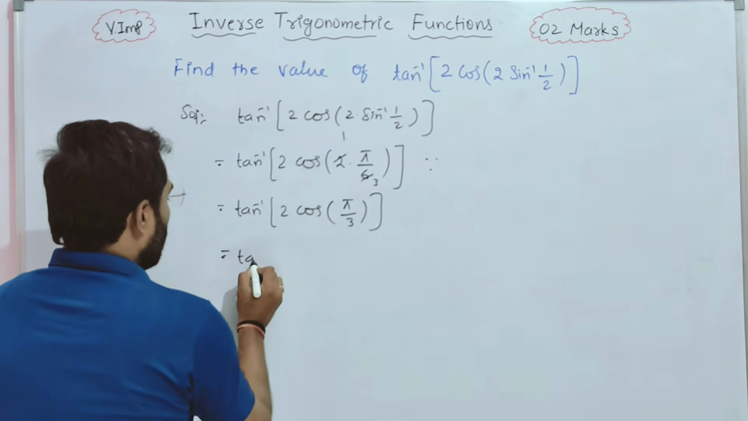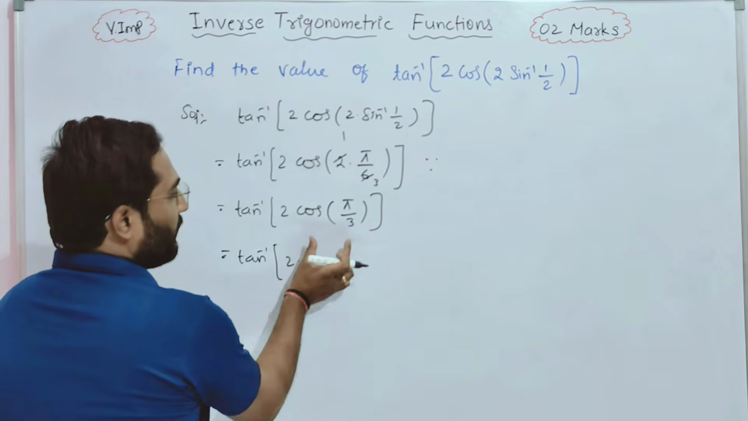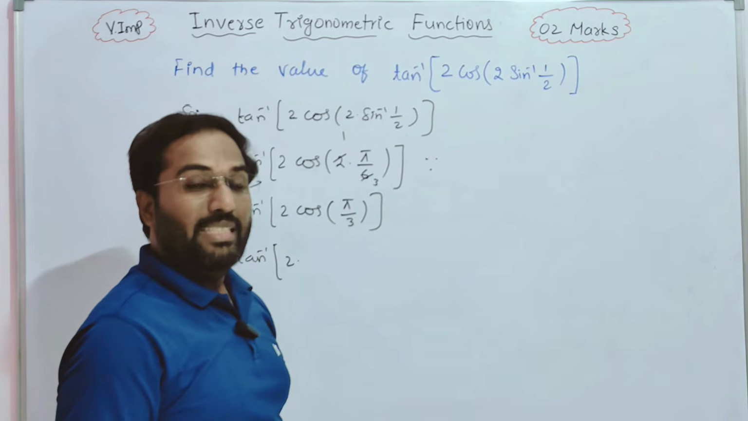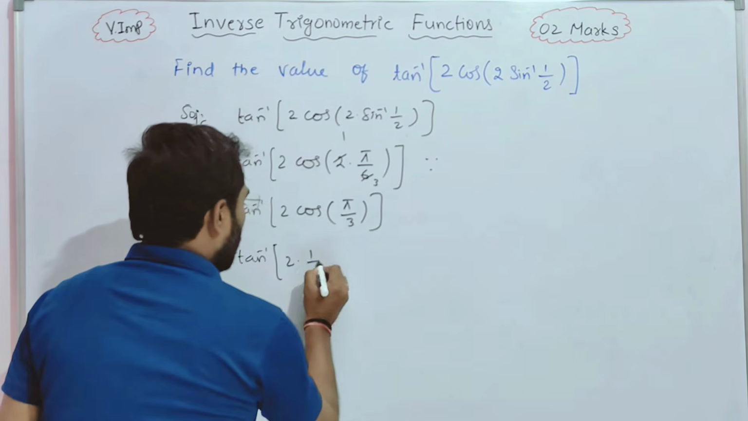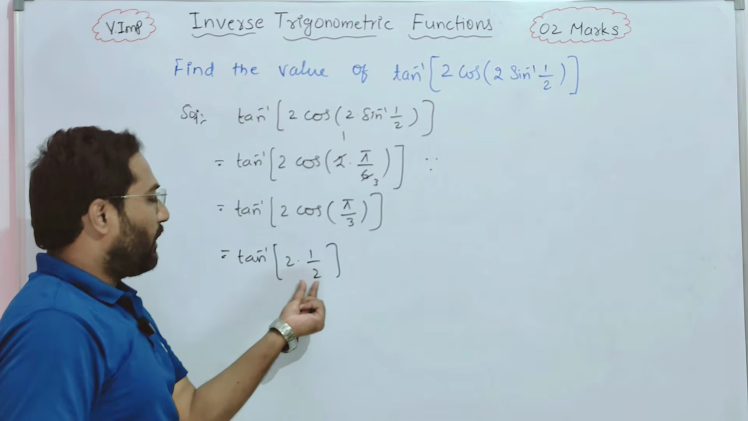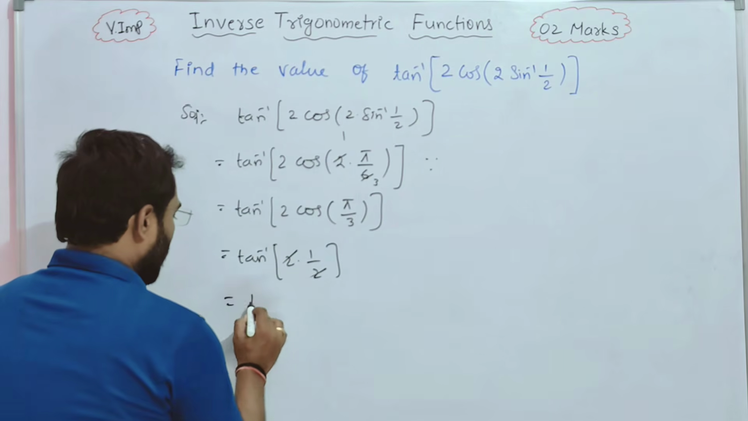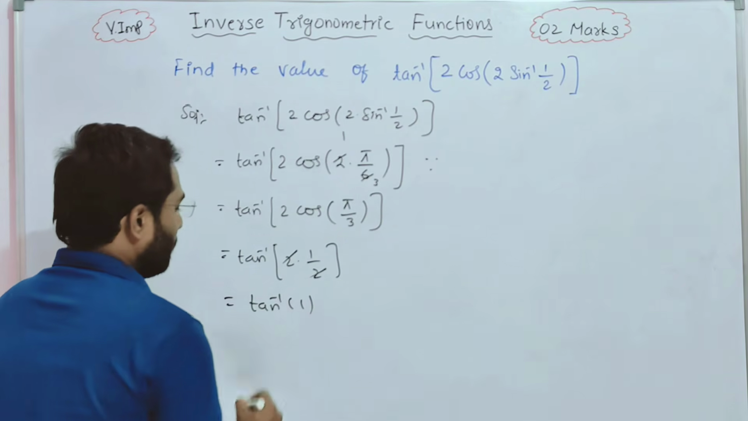Now tan inverse of 2 as it is. Now use cos pi by 3. Cos pi by 3 is cos 60 degrees. Cos 60 degrees is what? 1 by 2. You know it is. Cos 60 degrees is 1 by 2. This 2 as it is here. Now the 2s get cancelled. It remains tan inverse of 1.